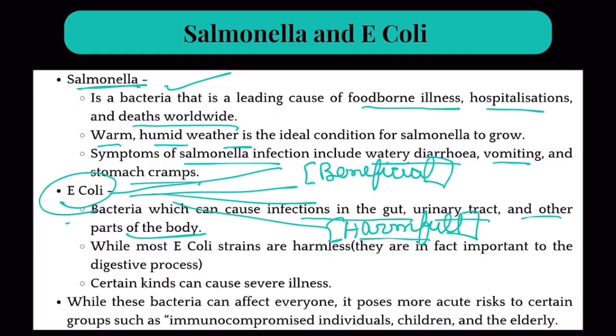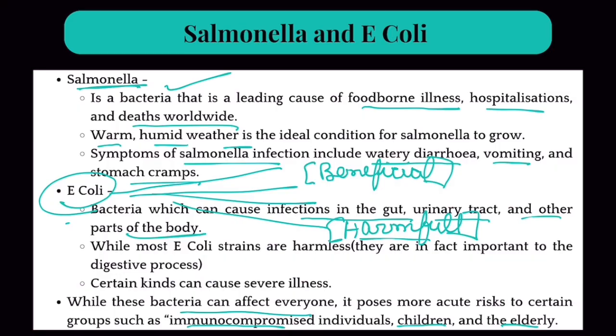Now, doctors say that these bacteria can affect everyone. But the people who are most vulnerable to these bacterial infections are immunocompromised individuals, who are already suffering from a disease under which their immune system is compromised, children and the elderly. Clear? That's it. All right.